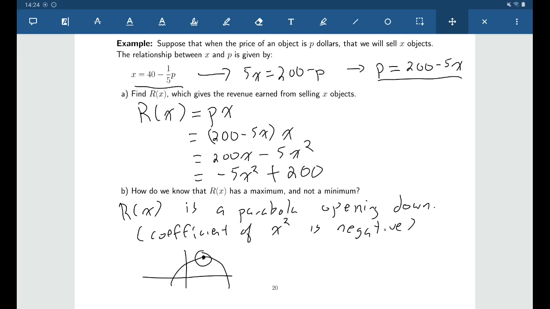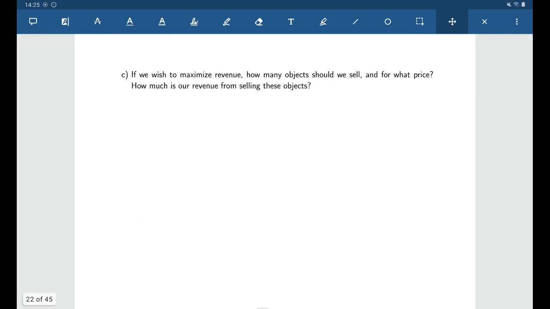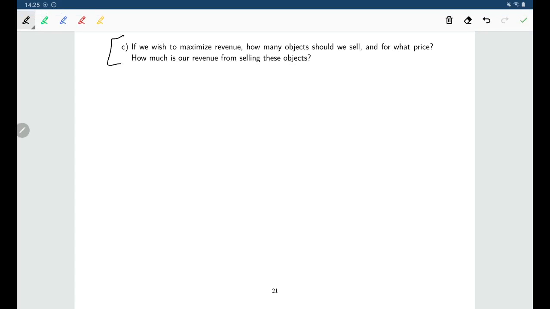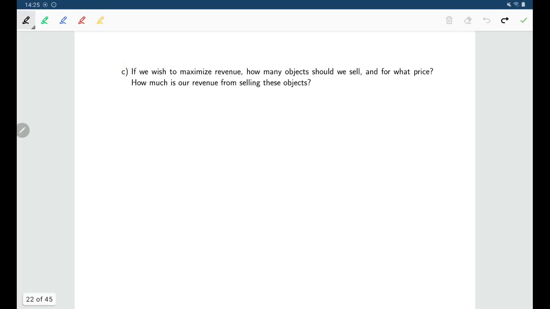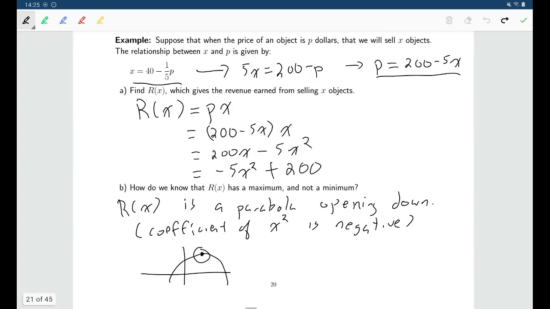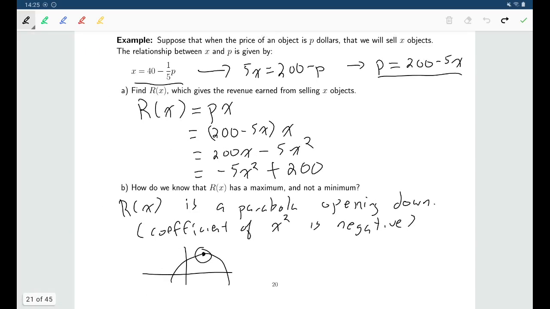So the follow-up question, of course, would be, if we wanted to maximize our revenue, how many objects should we sell, what's the price, and how much is our revenue from selling those objects? All of these questions in part C really boil down to us finding the vertex for this parabola. Once we know where the vertex is, we will know the value for x and for revenue where we have our maximum revenue. And then once we know that, we can figure out what the price would have to be for these objects as well.